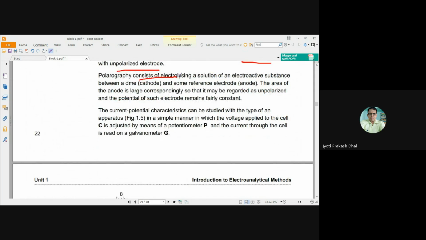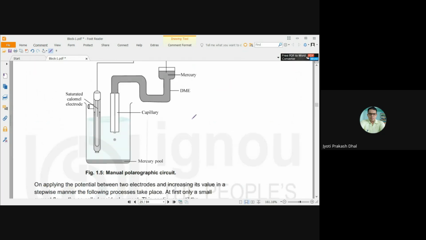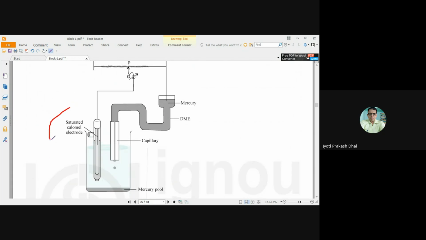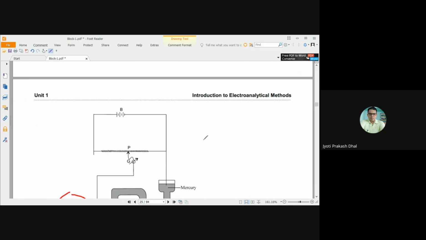Polarography consists of electrolyzing a solution of the electroactive substance between a DME and some reference electrode, that acts as the anode. The area of the anode is correspondingly large, so that it may be regarded as unpolarized, and the potential of such an electrode remains fairly constant. So this is the circuit diagram of the manual polarographic circuit. Here you can see the saturated calomel electrode, this is the capillary, and this is the DME. In the DME, one platinum wire is immersed.